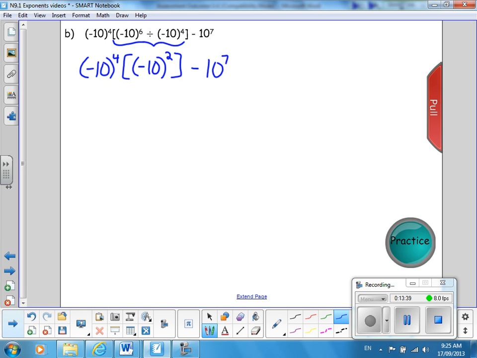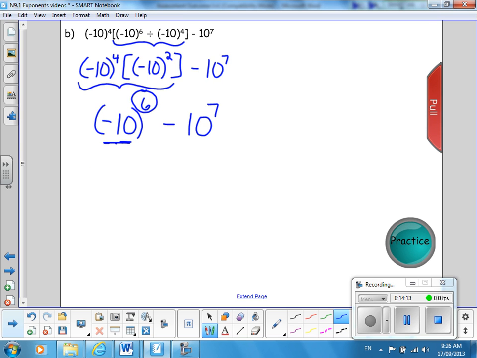Now, I am multiplying these together. There's no multiplication symbol, but when brackets are back to back, it means multiply. So I'm multiplying same bases, so I can add the exponents, and I get 6. Now I'm subtracting. I have no rule, so I have to actually evaluate each one. A negative to an even exponent will end up being a positive value.